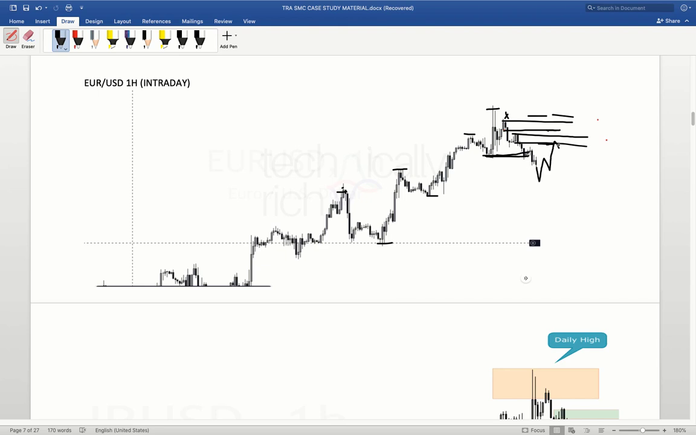Okay, so let's say market did this, and then you have two entries, two positions running in profit. Okay, now another thing that could happen also is this: price doing this, activating only this one, and come down.